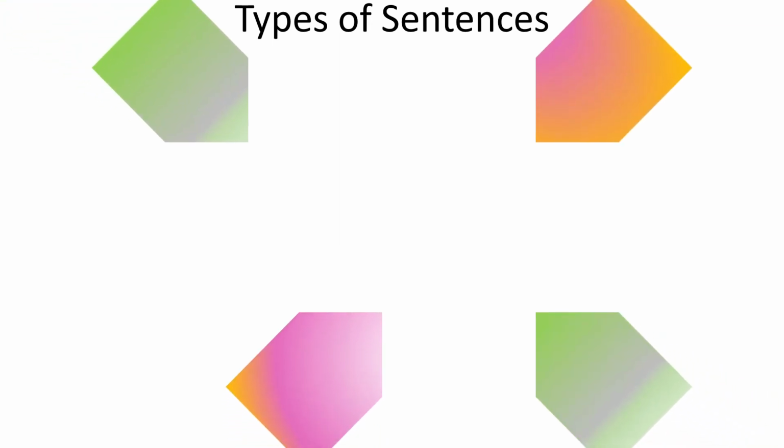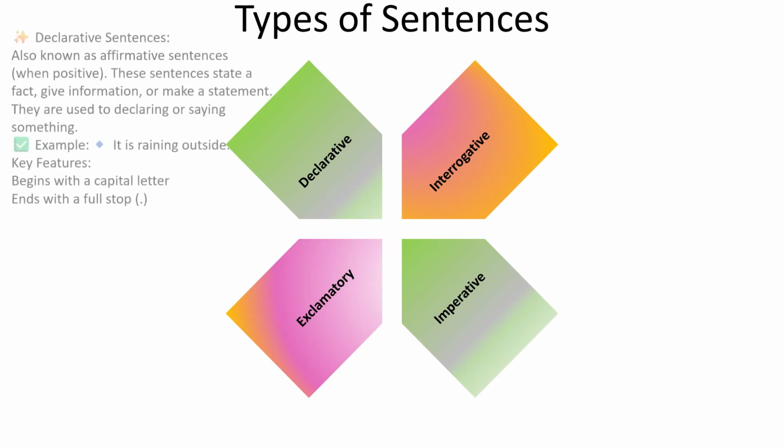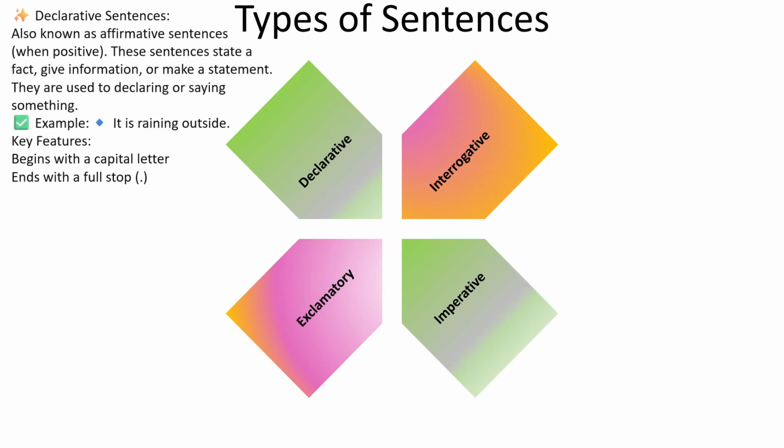There are basically four different types of sentences, and they are declarative, interrogative, exclamatory, and imperative. Let me further explain these types of sentences. The first one is declarative, which is also known as affirmative sentences. These are basically stating something, telling something. A sentence which tells us something is termed a declarative or affirmative sentence. For example, it is raining outside.